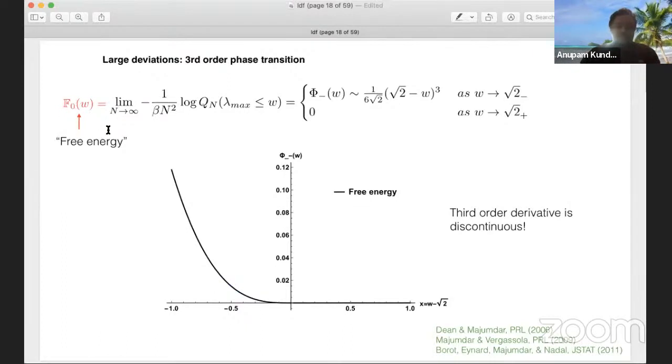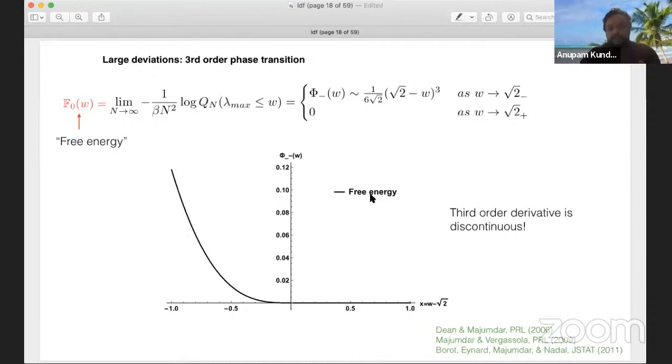and you can find a function which is analogous to free energy. That free energy is like this: for W less than root 2, it has a cubic behavior, whereas for W greater than root 2, it is 0. And you can easily see that if you take three derivatives, the third derivative is discontinuous. So by Ehrenfest classification, you can think of this as a third order phase transition.